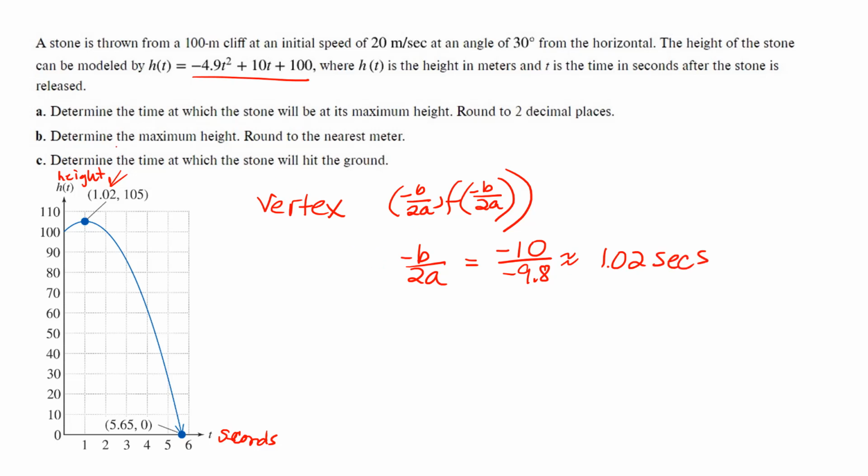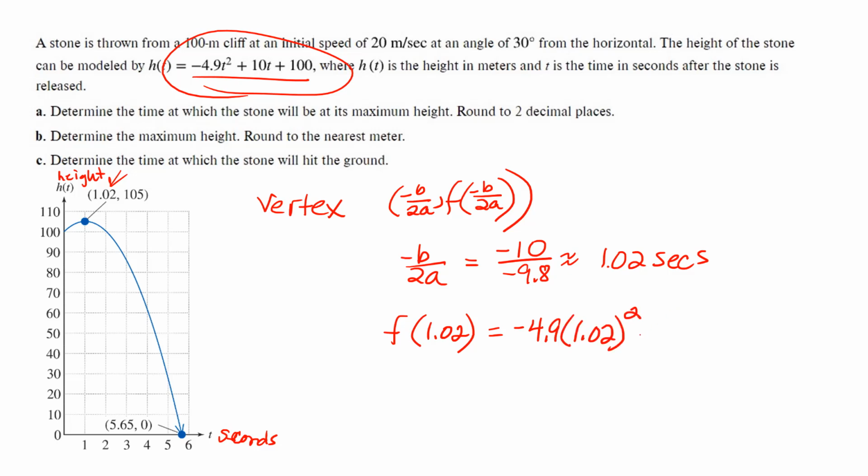And then part B, the maximum height, is going to be the y-coordinate of the vertex. So that is f of 1.02. That is going to be when you plug in 1.02 into the function. And so that's negative 4.9 times 1.02 squared plus 10 times 1.02 plus 100. And if you multiply all that out, you are going to get 105 meters for the maximum height.